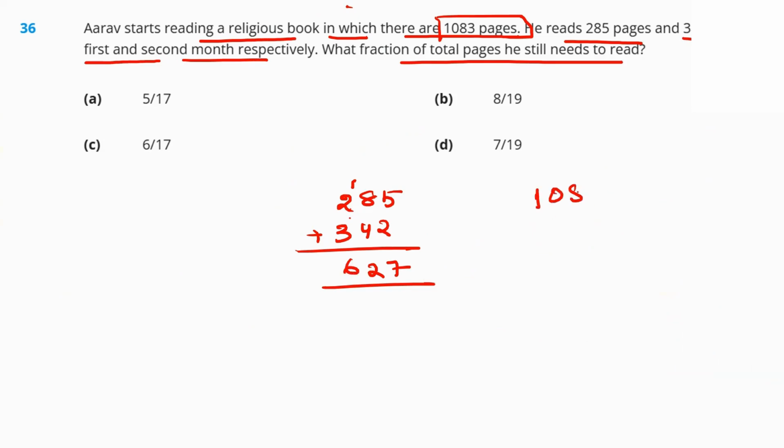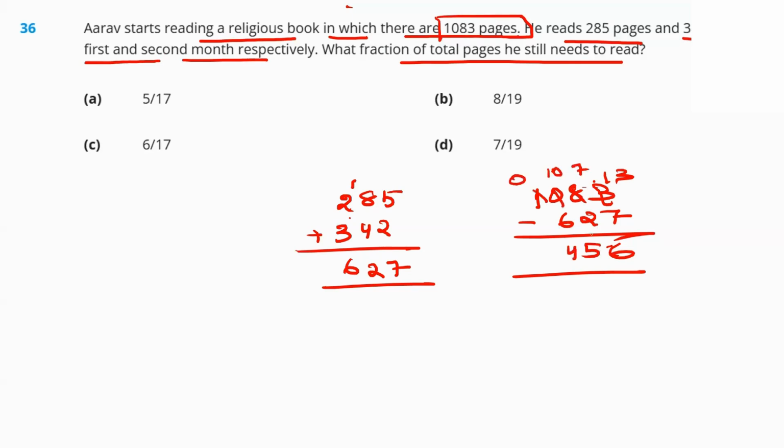The number of pages was 1083. If we subtract 627 from there, how many yet to be left? How many yet to be read? If we subtract, this becomes 13 minus 7, sorry, is 6. 8 becomes 7 minus 2, 5. 10 minus 6, 4. 456.